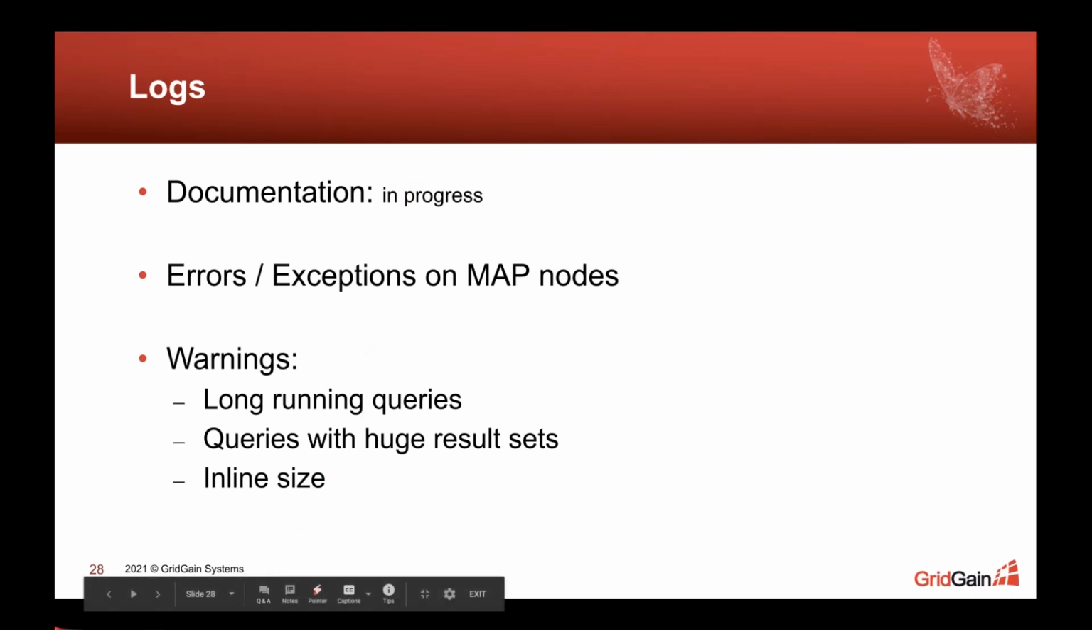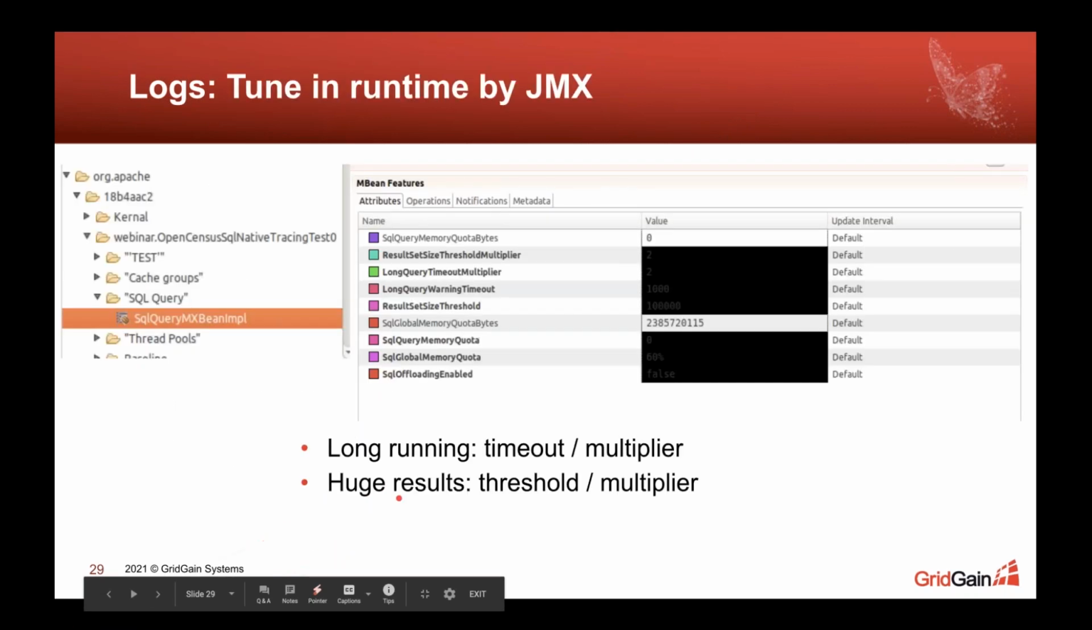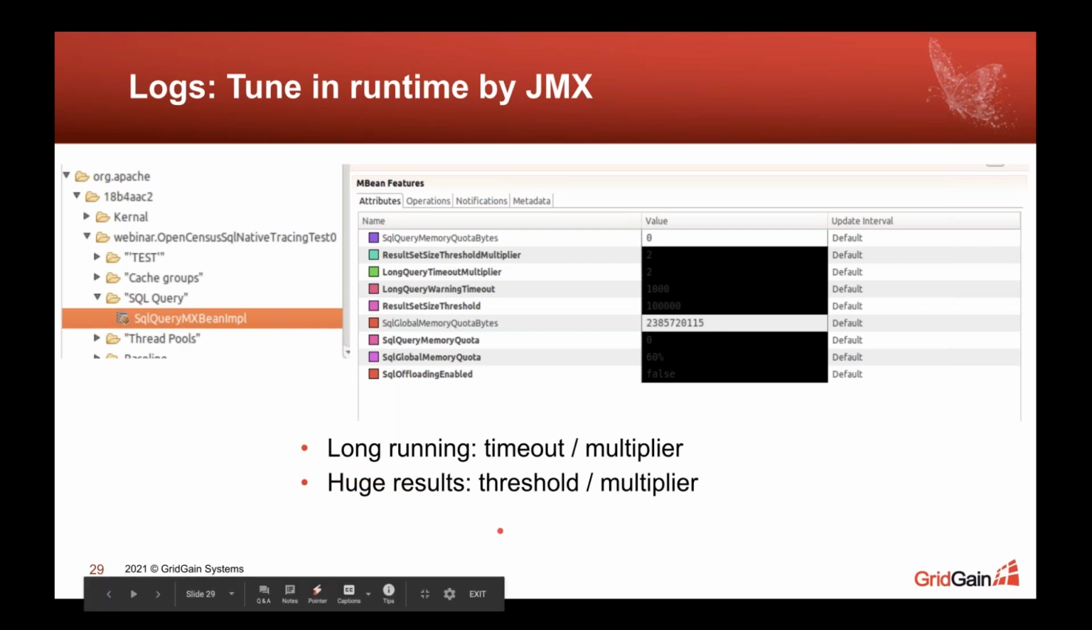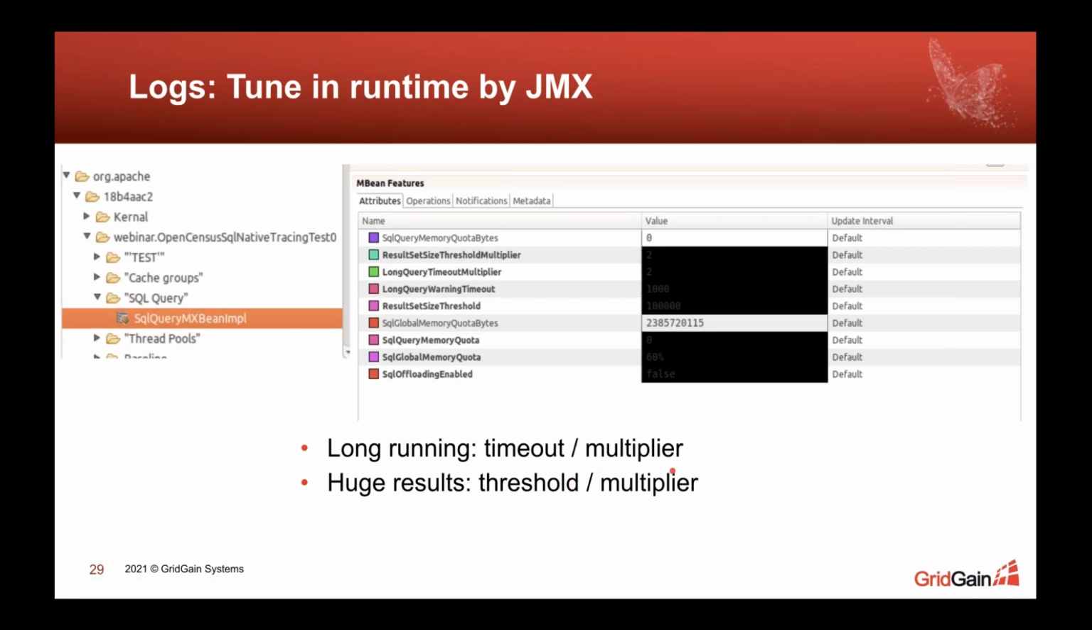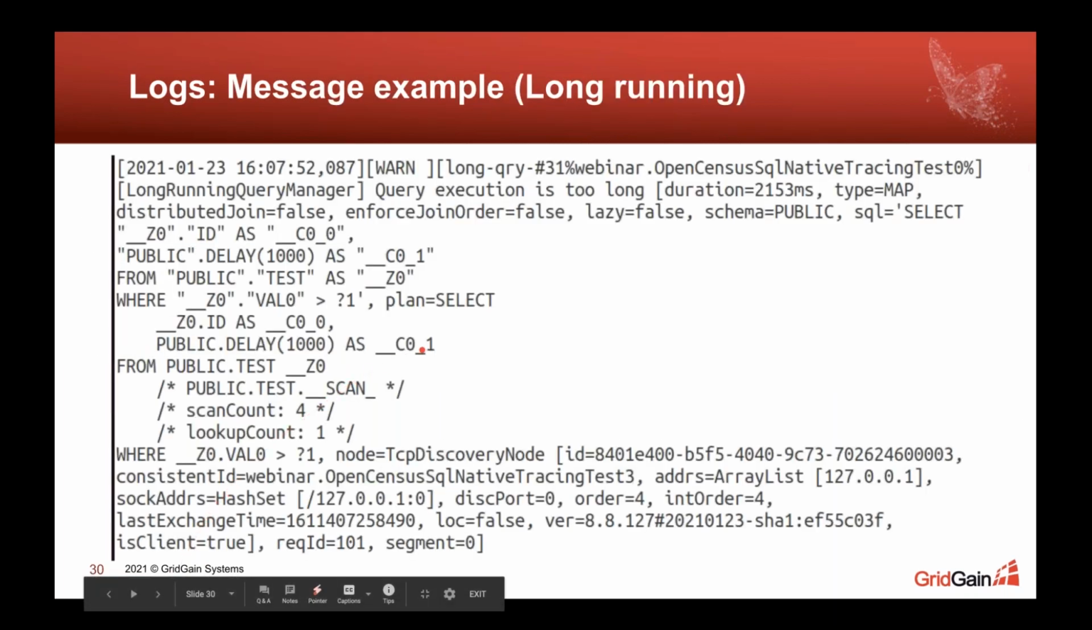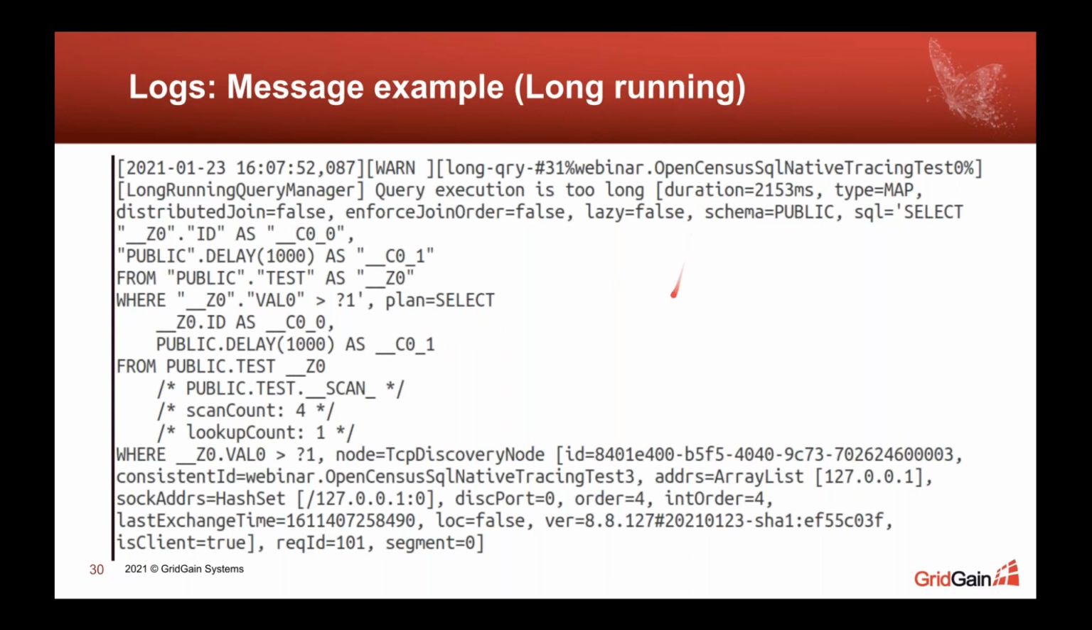By the way, it's somehow configurable. For example, the long-running and huge results warnings can be tuned. Multiplier is a time frame to repeat messages, and threshold and timeout are the threshold values to trigger a warning. So here is an example message of a long-running query.